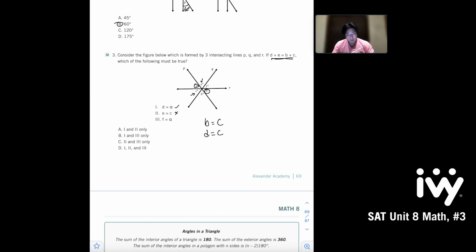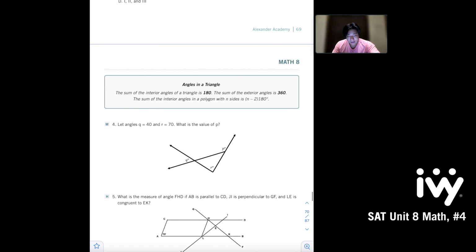Answer choice 3 says F is equal to A. From here we can see that F is indeed equal to A because of what we've derived before: F is equal to C, C is equal to D, and D is equal to A. So F is indeed equal to A. That means we have answer choices 1 and 3, which gives us B as the correct answer.